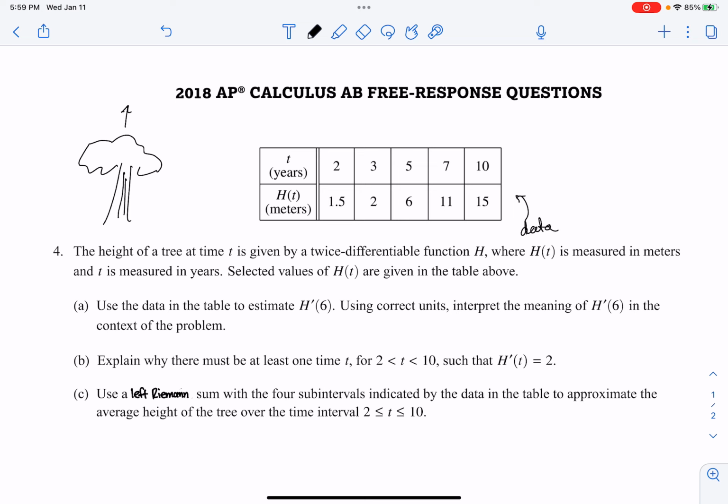Part A, use the data in the table to estimate h prime of 6. Using correct units, interpret the meaning of h prime of 6 in the context of the problem. So for AP FRQ questions, if they give you a second follow-up sentence, it's very likely that they're splitting this question up into multiple points, where you get points for answering the first statement, and then answering the second one. So we got to make sure we have the right units and actually explain what our answer means.